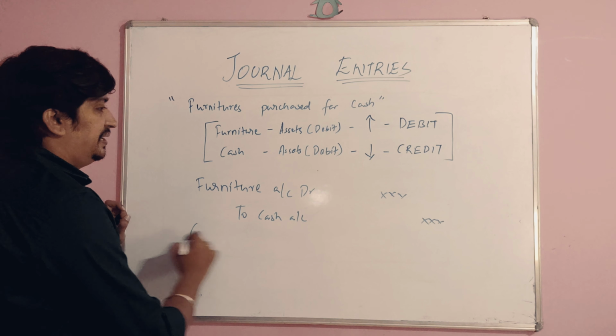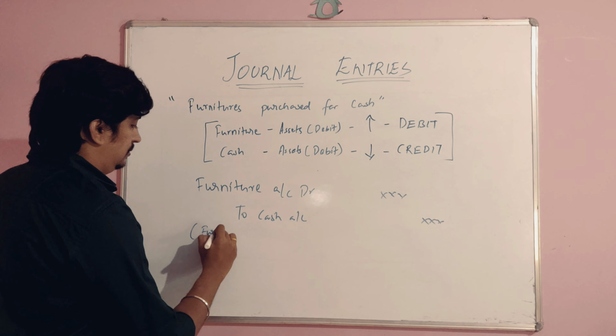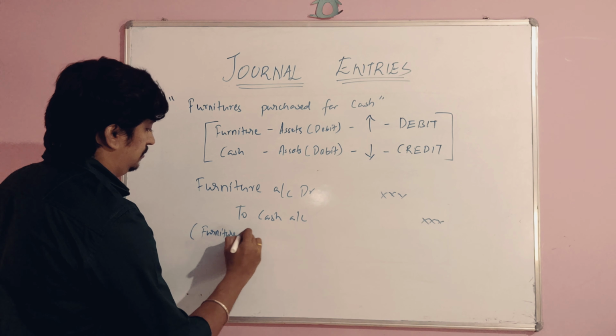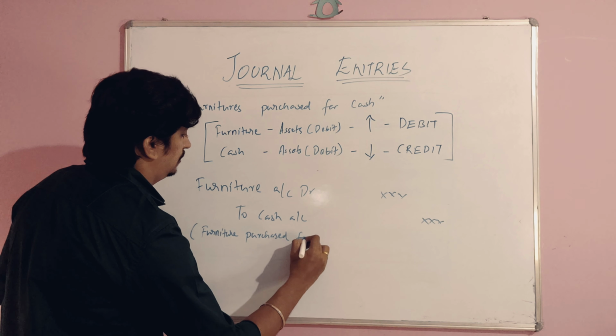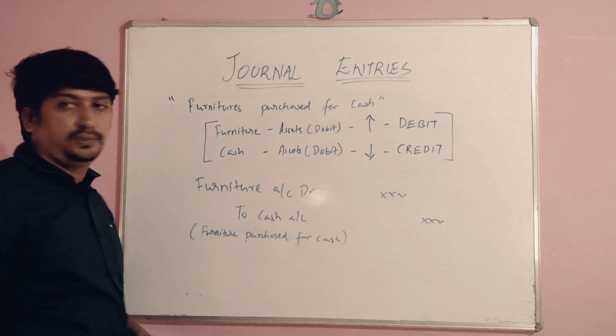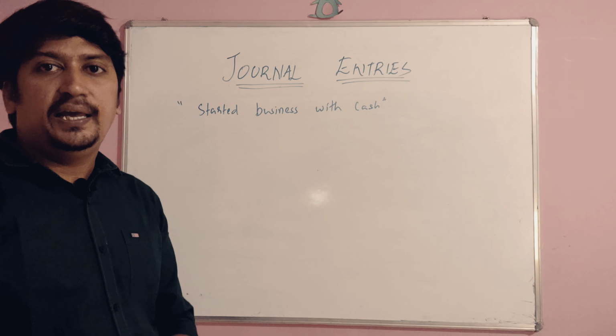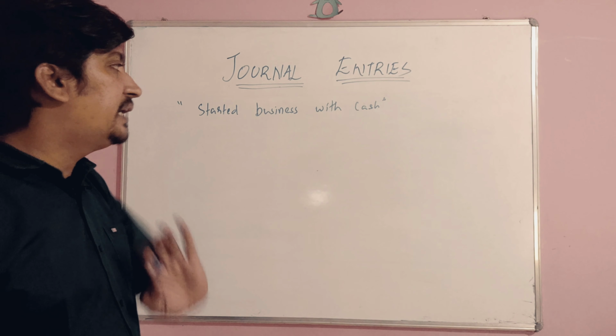We have to write here a narration. This is a transaction: furniture purchased for cash. Let me explain with the help of another example. Started business with the cash.